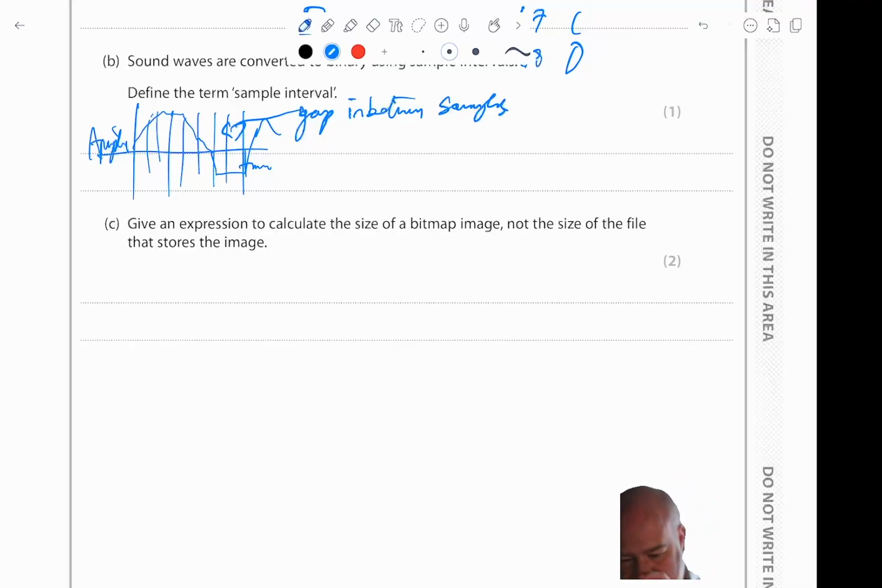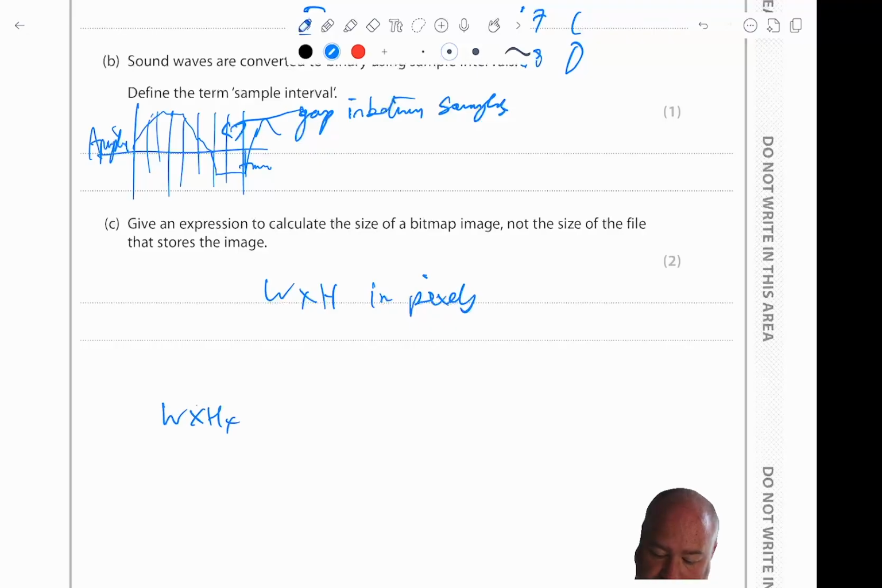Give an expression to calculate the size of a bitmap image, not the size of the file. Okay, so really simple here. It's just width times height in pixels. That's all you need to do. So it would just be width times height. That is it. If you're actually doing the file size in bits, it would be width times height times bit depth. So far, this paper's been quite forgiving.